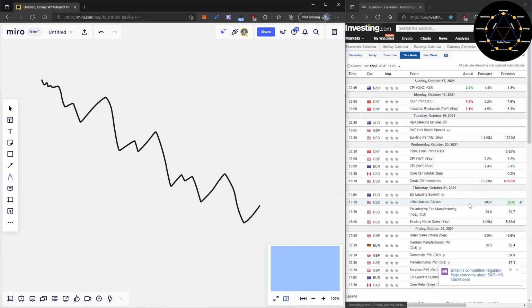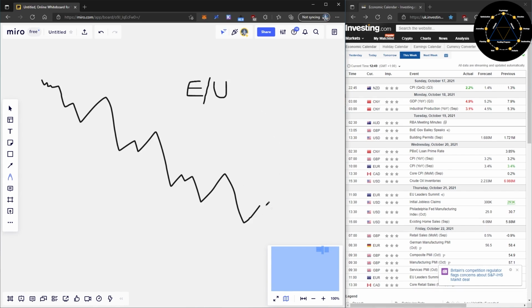So initial jobless claims, it's expected to be around 300. It was previously 293, and because this is an event for which a lower number is a good thing, because a lower number means fewer people filing for joblessness, therefore, if this comes out lower than expected, that could be a boost to the dollar. So remember that we're looking here at EUR/USD, that's our base pair, that's our quote pair. So it's the euro against the dollar.